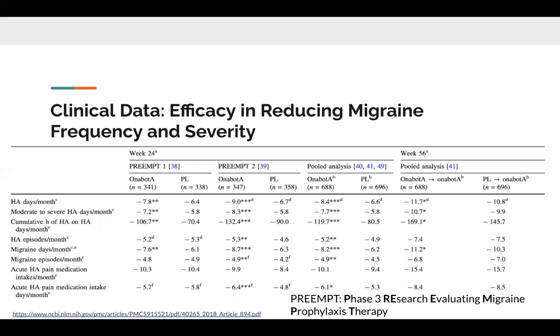So there were two groups, Preempt 1 and Preempt 2. Preempt stands for Phase 3 Research Evaluating Migraine Prophylaxis Therapy. It's a bit of a mouthful, which is why they decided to go with the abbreviation Preempt. They're both Phase 3 trials. The only differences were the primary and secondary endpoints of the trial. The trials were double-blind and placebo-controlled, much like the safety data.